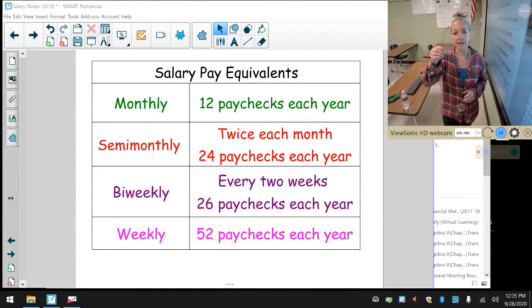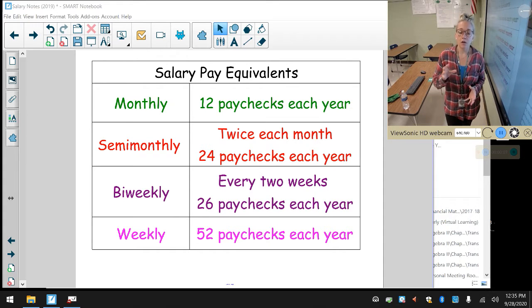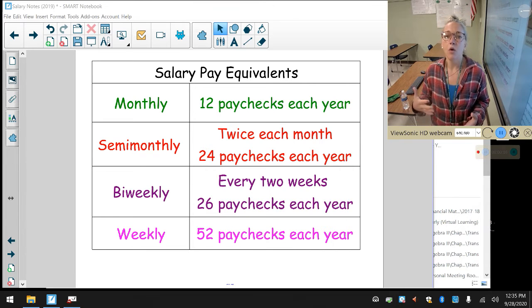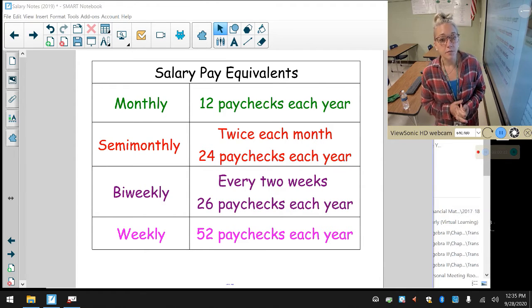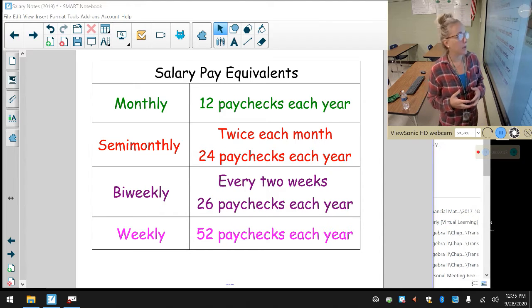Okay, so the second day or the second part of salary, we're going to talk about equivalent earnings. Equivalent earnings are basically just how to compare who's making more money, or which job pays the most or the least. So what we're going to do is talk about types of earnings, and this is basically how often you get paid, okay?